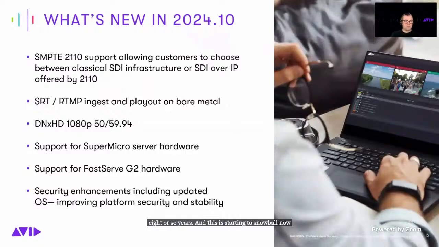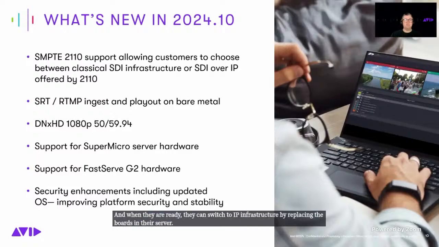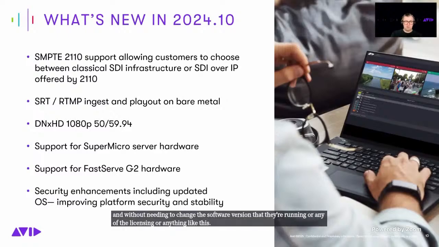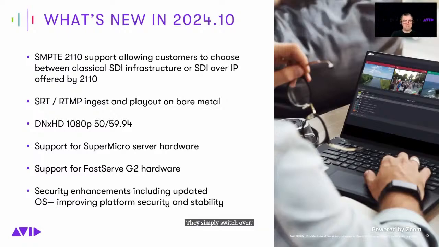So we're using the NVIDIA Connect exports to provide off-the-shelf IP solutions for servers. And what's really good about this is that customers can start now with SDI, and when they are ready, they can switch to IP infrastructure by replacing the boards in their server, and without needing to change the software version that they're running or any of the licensing or anything like this. They simply switch over, change the profile to 2110, and they're ready to go.